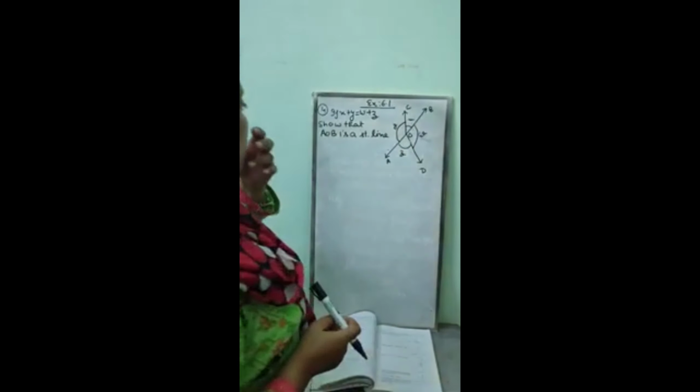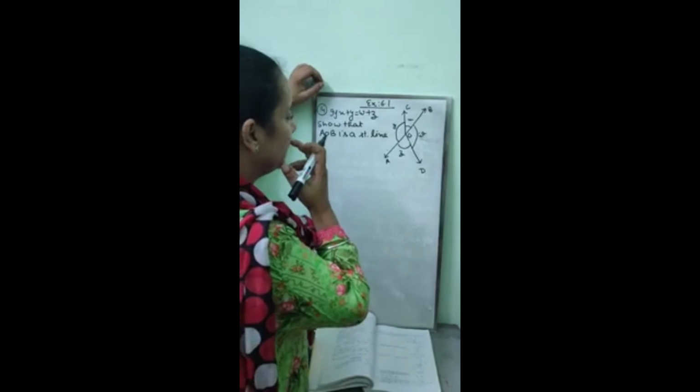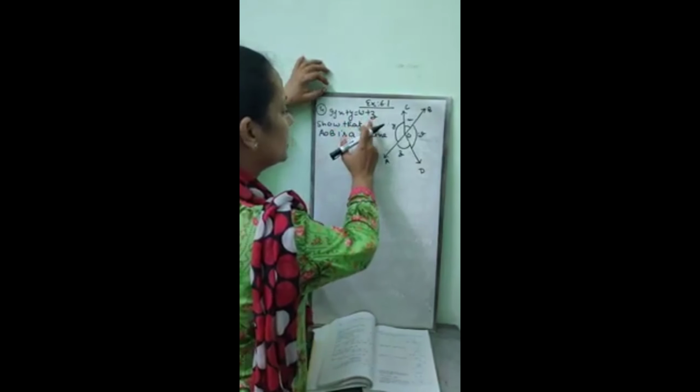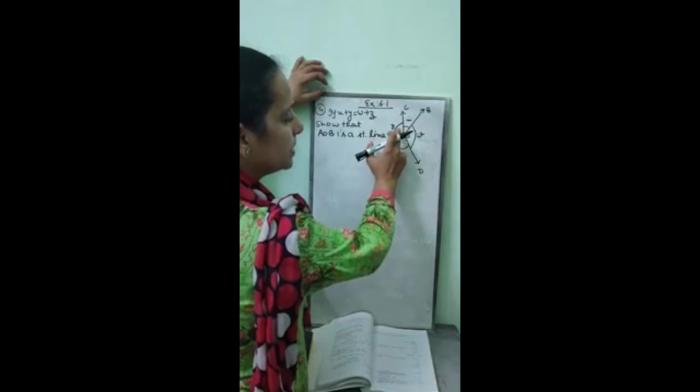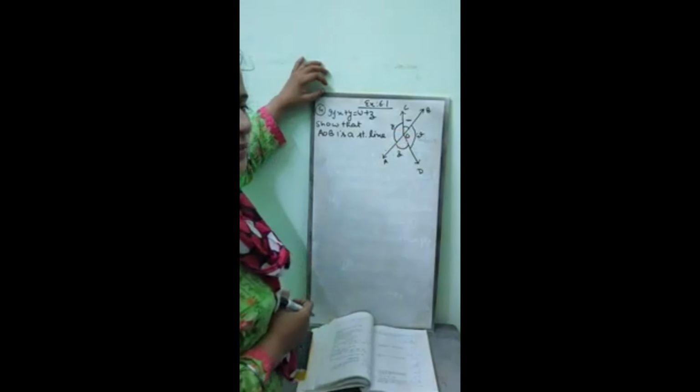Give a 1 minute review to this sum. Yes students, now we are going to start with sum number 4, exercise 6.1. If x plus y is equal to w plus z, show that AOB is a straight line. Angle x plus y is equal to w plus z.